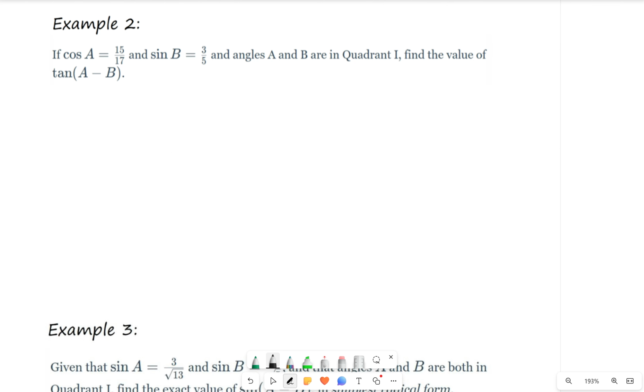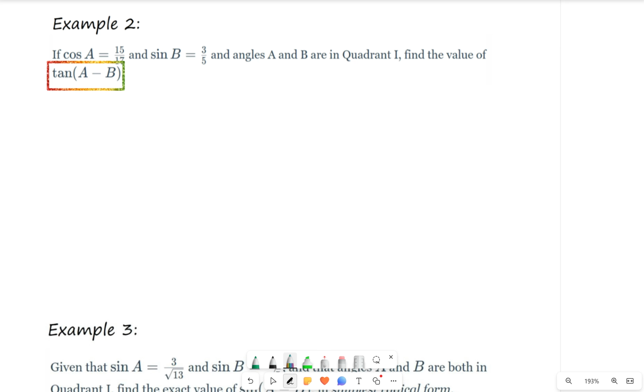So let's continue here with example number 2. We are going to proceed with this problem the same way we did with the other one. The only difference is this time we are looking to find the value of the tangent of A minus B.